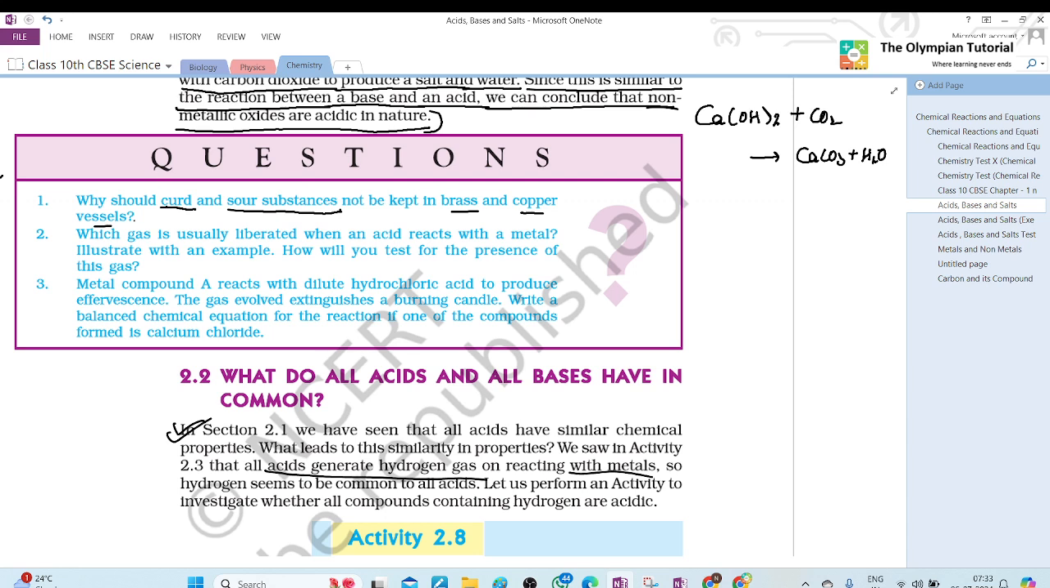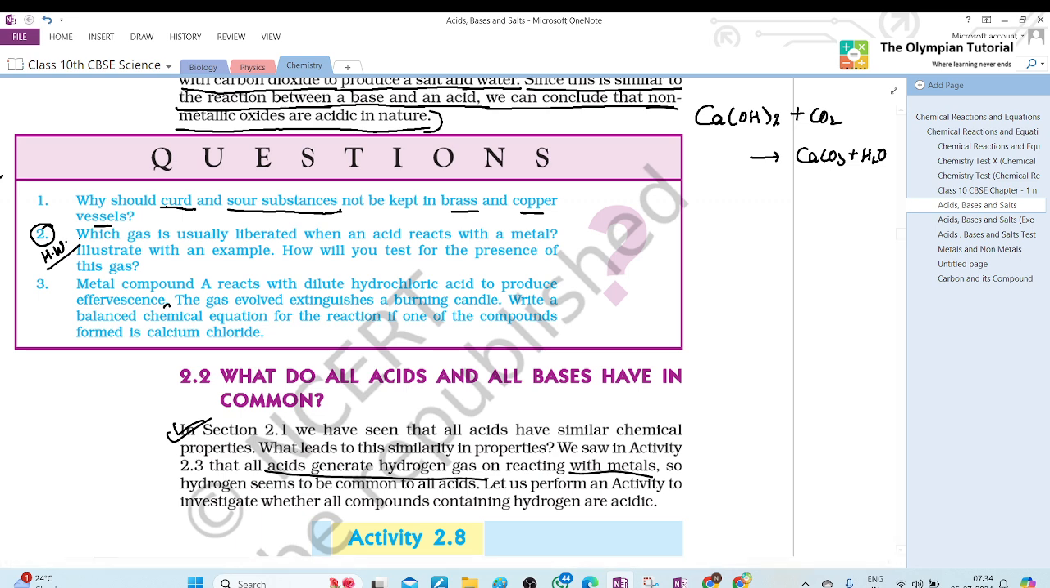Yes, ma'am. Done. Okay. Question number 2, read it here and you will do it as your homework. We already discussed this one. Tanya, read the question. Which gas is usually liberated when an acid reacts with a metal? Illustrate with an example. How will you test for the presence of this gas? Hydrogen gas is liberated when acid reacts with a metal.